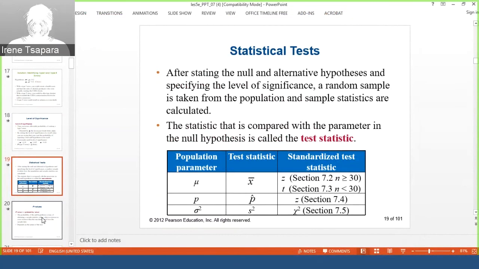The test statistic is nothing else than the score, either the z-score if we run a normal distribution test, or the t-score if we run a student distribution test, or the chi-score if we run a chi-square distribution test, that will represent the specific x, the specific variable that we are working with, and it is given by our sample.